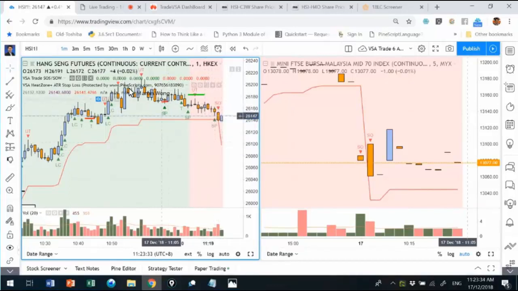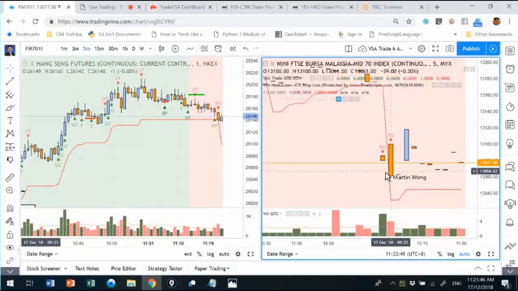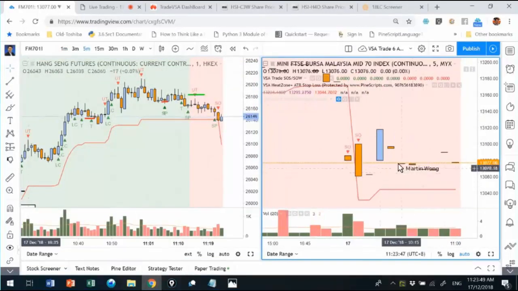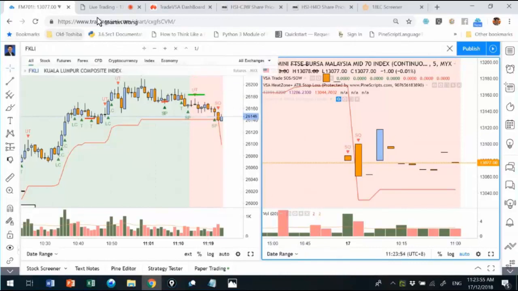Because why? A lot of people shorted and shorted. But you know how we shorted, right? We did the SOT to the upside. Okay, SOT to the upside, the rolling over, and the long thing. I told you, right? Why got work? Okay, going back to FBM 70, this one here, how to trade? Very crazy, man. Okay, let's look at the FKLI.